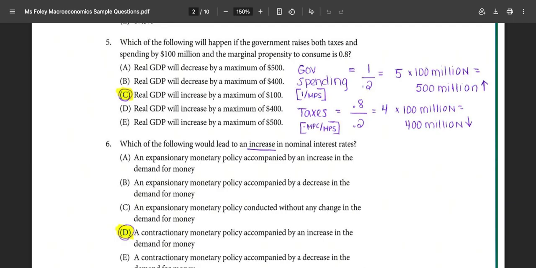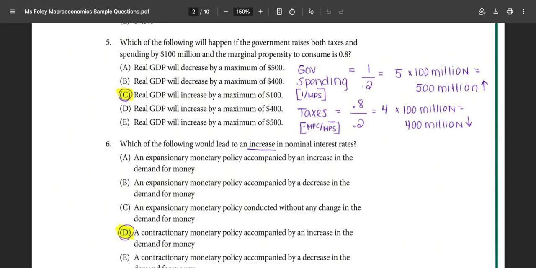So the most important thing, and guarantee that they're going to ask you a type of question like this, is that you remember the difference between the government spending multiplier, which is 1 over MPS, and the taxes multiplier, which is negative MPC over MPS. When I plug in, if my marginal propensity to consume is 0.8, that must mean that my marginal propensity to save is 0.2. So for government spending, 1 divided by 0.2 is going to be 5.